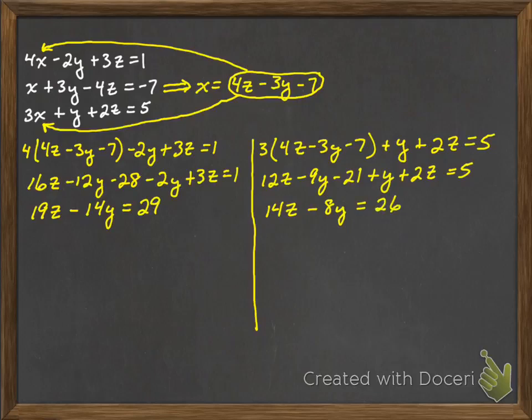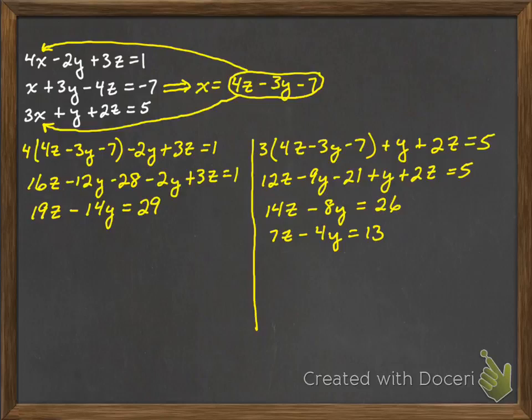Now for simplifying purposes, if you look at this equation, all 3 terms are even. So I can reduce this equation by dividing everything by 2. That will give us smaller numbers to deal with here in a minute. So we have 7z minus 4y equals 13.